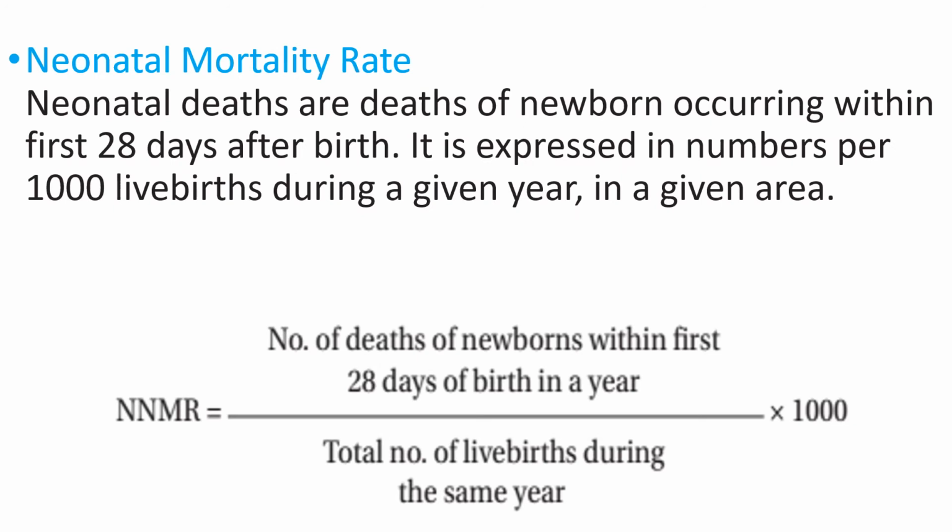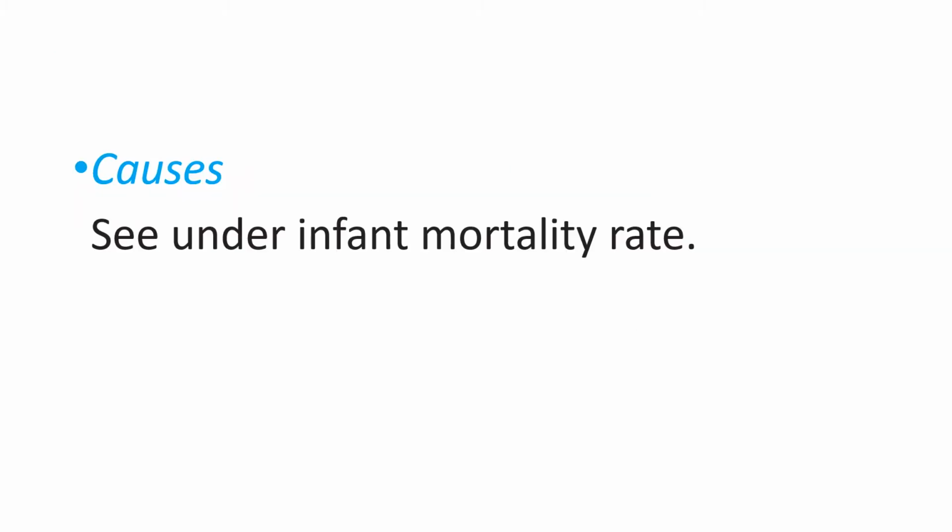Neonatal mortality rate. Neonatal deaths are deaths of newborn occurring within first 28 days after birth. It is expressed in numbers per 1,000 live births during a given year in a given area. So neonatal mortality rate formula equals number of deaths of newborns within first 28 days of birth in a year divided by total number of live births during the same year multiplied by 1,000. Causes, see under infant mortality rate.